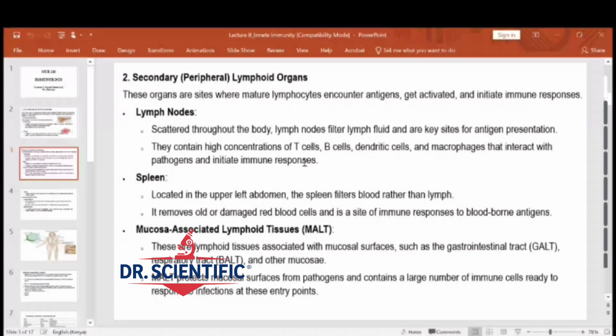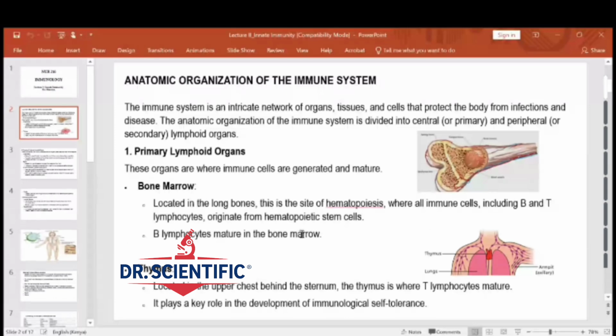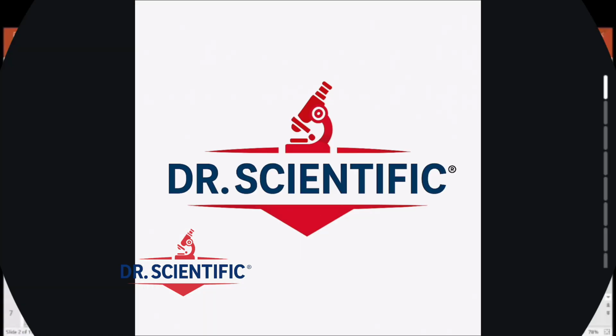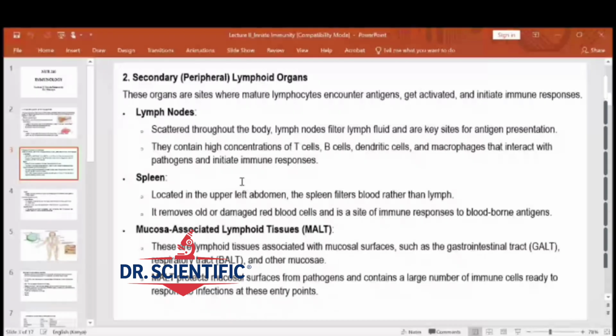At this particular point, there is just the synthesis of these lymphocytes, B and T cells. They are being generated. In the secondary lymphoid organs, that is where they are now going to encounter antigens. And once they encounter antigens, they cease from being naive.